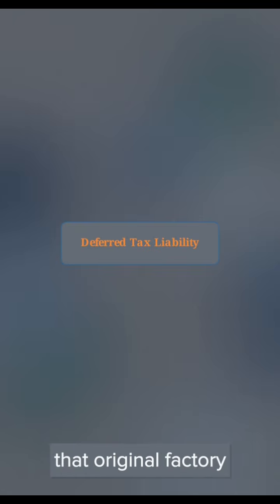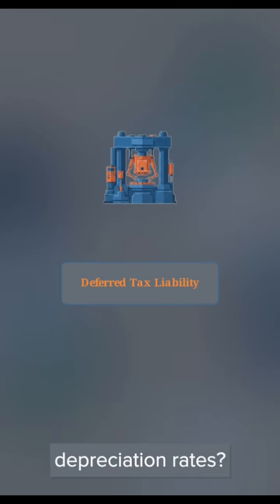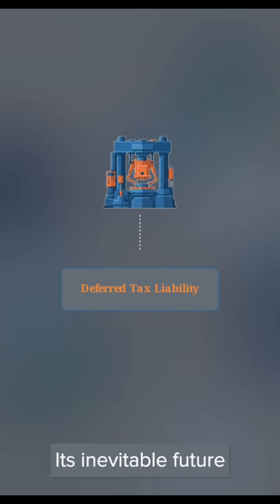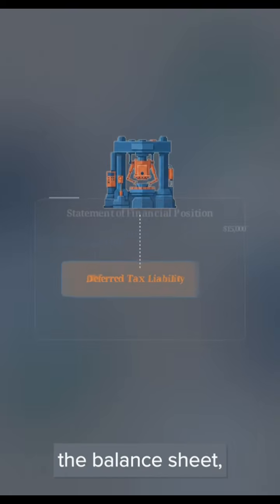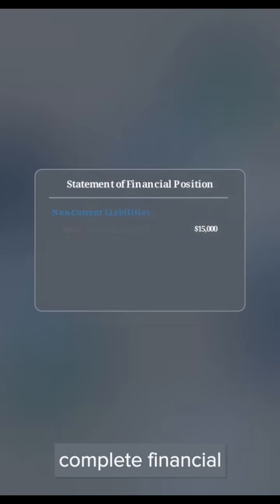So what happens to that original factory machine with the mismatched depreciation rates? Its inevitable future tax burden is now safely locked onto the balance sheet, telling the complete financial story today.